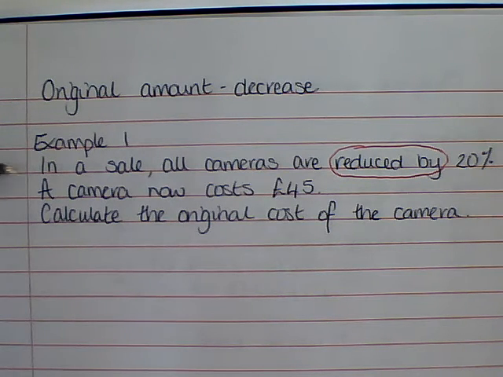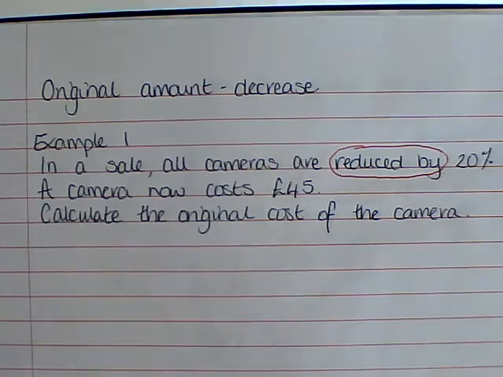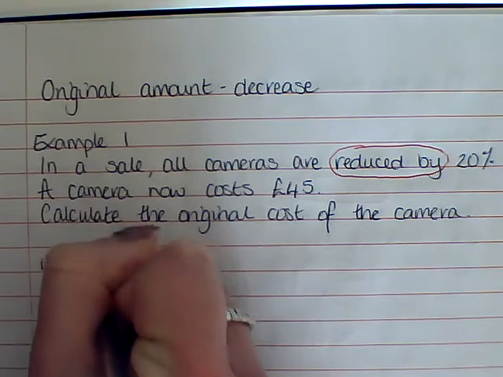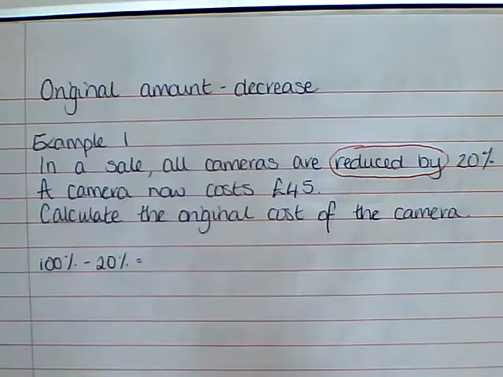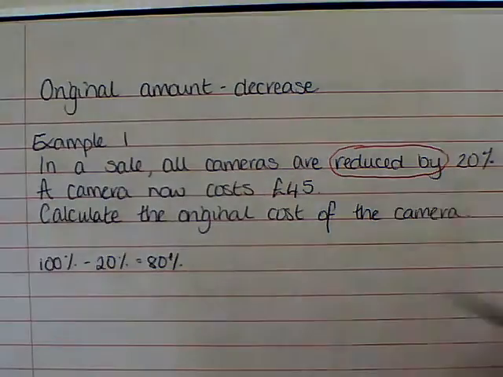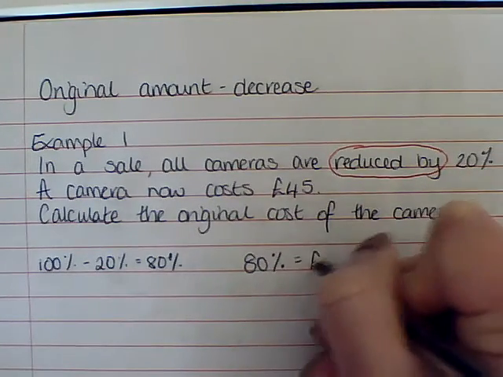A camera now costs £45. Calculate the original cost of the camera. So it's been reduced by 20%. So this time it's 100%, take away the 20%, and that is 80%. So we've got 80% equals £45.